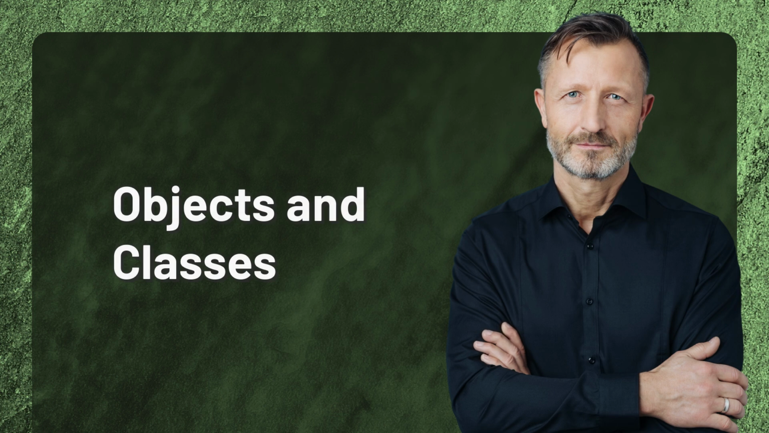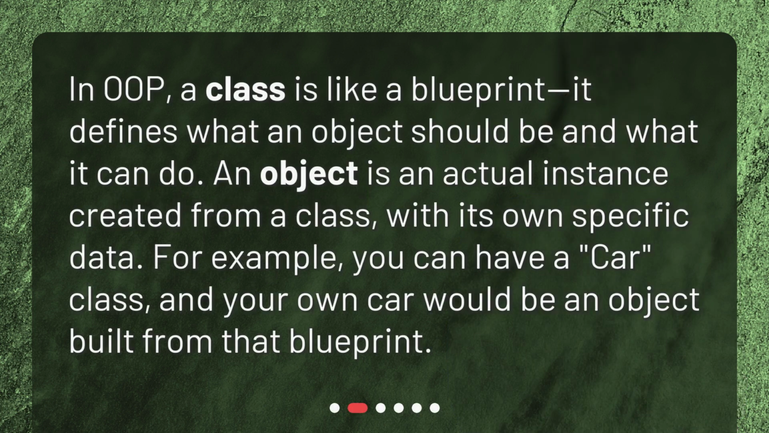Objects and classes. In OOP, a class is like a blueprint. It defines what an object should be and what it can do. An object is an actual instance created from a class, with its own specific data. For example, you can have a car class, and your own car would be an object built from that blueprint.